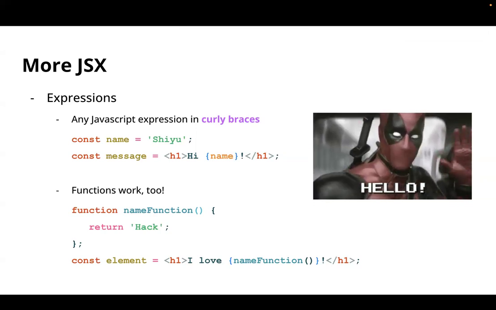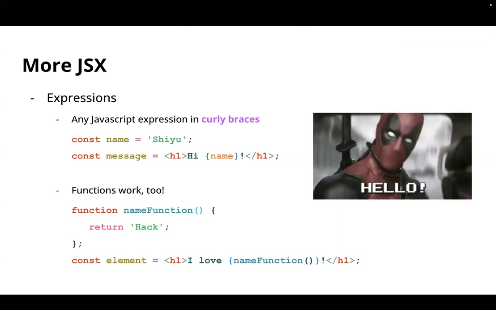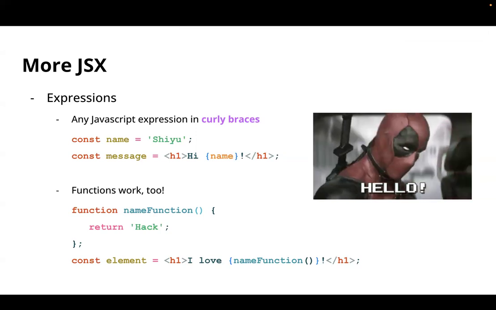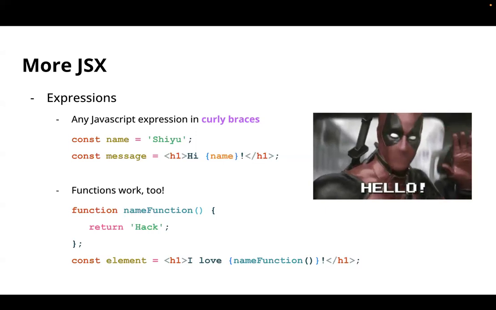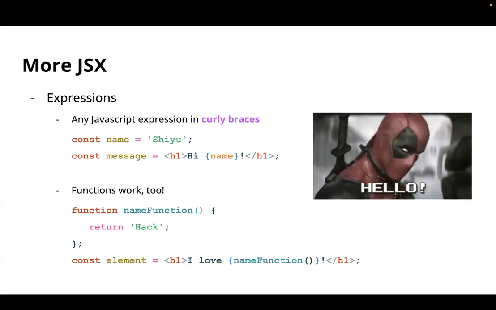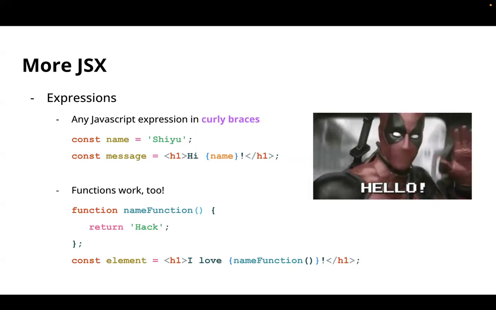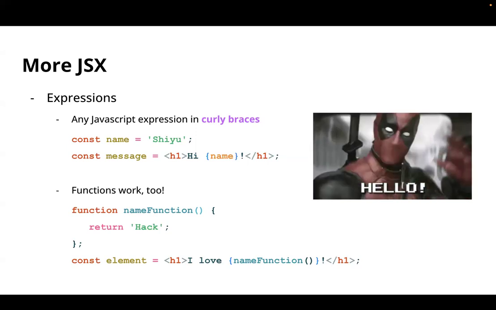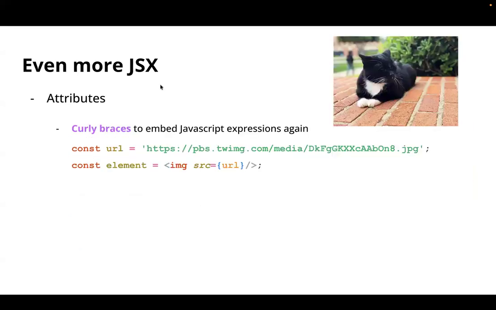for functions. So for example, over here, I have a function that is called nameFunction. It doesn't take in any argument because of the empty brackets. However, it does return a string called hack. And I can do the same thing with this function. I can put that in the curly braces, and I can embed that within another message. And the final value for this elements variable will be "I love hack" instead of "I love nameFunction", stuff like that. So should be pretty straightforward. We have more examples coming up.